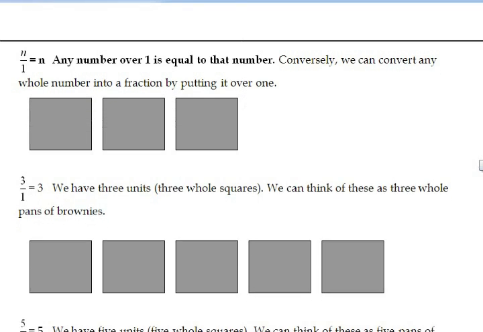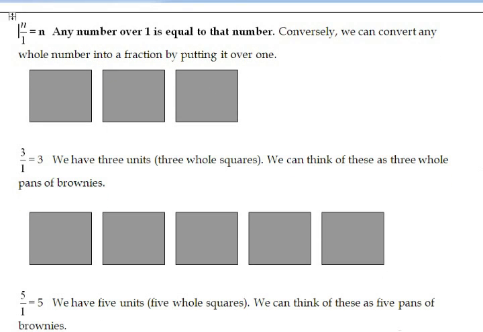Our next concept is any number over 1 equals that whole number. So for example, if we have 3 over 1, that equals 3. 1, 2, 3 whole units. Or if we have 5 over 1, that equals 5. 1, 2, 3, 4, 5. 5 whole units, or 5 whole pans of brownies.